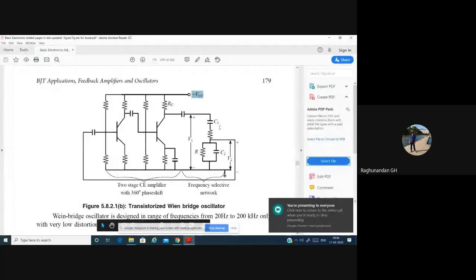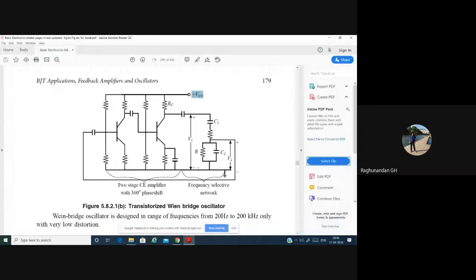So here only this is responsible for selecting a frequency. That's why it is known as frequency selective network. Again, this capacitor is known as coupling capacitor, to avoid any noise or any DC signal that is getting added up. This is the feedback we are giving, and this is the output. From the output till here, this is the feedback we are giving.